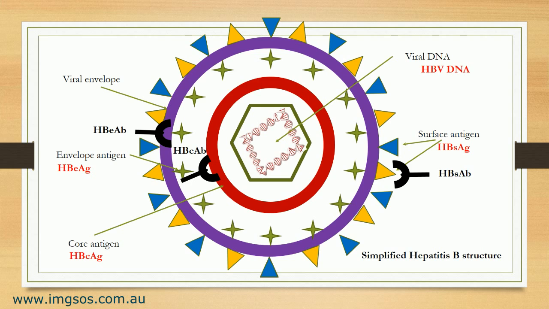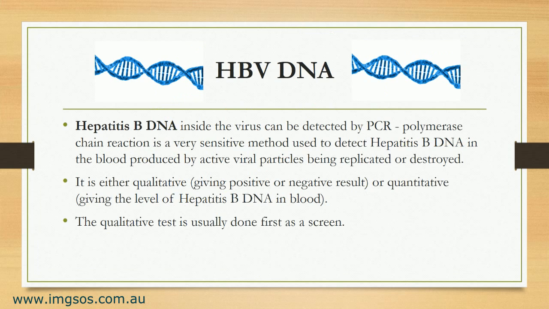The final thing we need to mention is the viral DNA. So now that we understand what all the antigens and antibodies do, where does the actual DNA of the virus fit in? So the Hep B DNA is actually inside the virus, and we can actually detect that with PCR. So polymerase chain reaction is quite sensitive, and it allows you to detect any of the DNA that's in the blood as active viral particles are replicated or destroyed.